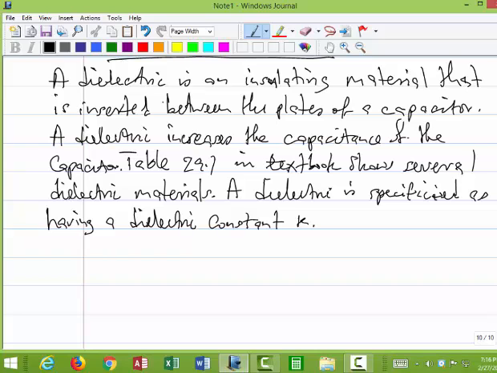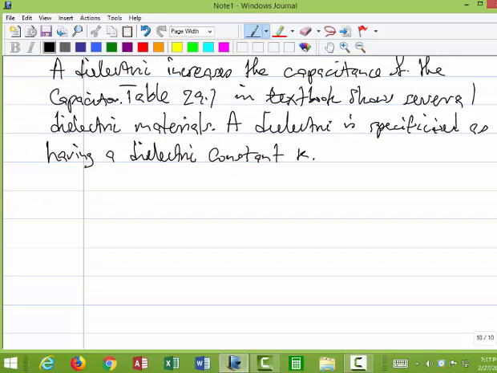So for example, air and vacuum have a dielectric constant of 1. If you have plastic like polystyrene, that's 2.6. Paper is 3.7. There is water, which is 80, and so on. So there are different elements and compounds that have different dielectric constants. Okay, so let's look at what effect this would have on a capacitor.